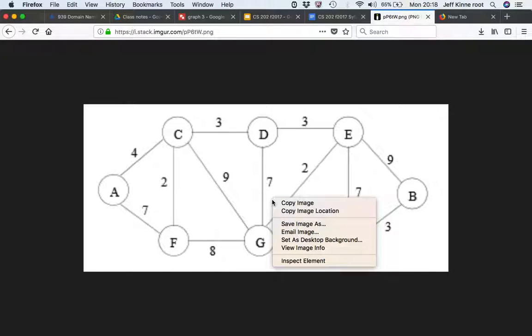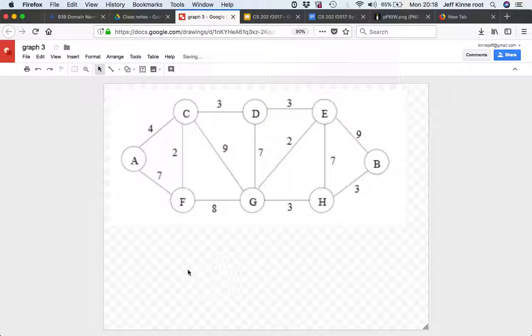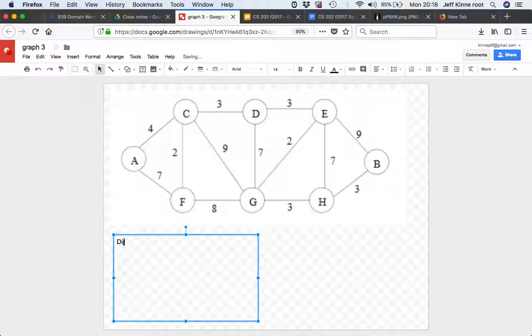Call this graph 3. And what we'll do for this graph is we're going to do Dijkstra's algorithm and maybe Prim's algorithm. This graph is a weighted, undirected graph. And Dijkstra's algorithm is supposed to compute the shortest path from some vertex. Let's say that we're going to start with G to all other vertices.